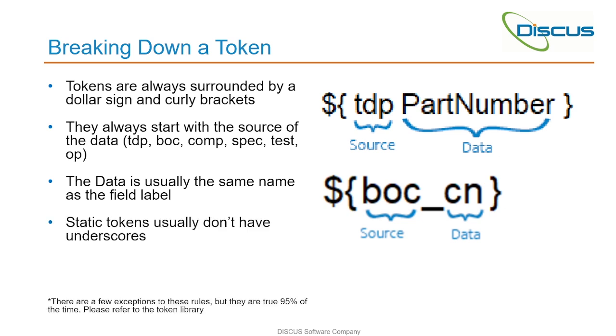Static tokens tend to not have underscores, as you can see. TDP part number is a static token, while BOC underscore CN is a dynamic token. Of course, there are some exceptions to these rules, but you should refer to our token library for any value you wish to take from DISCUS and export to Excel.